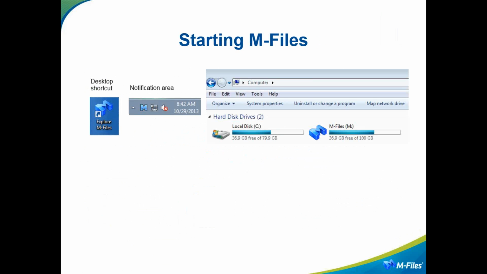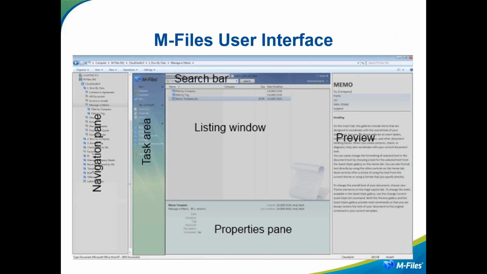So as far as starting M-Files, we can start M-Files just from the desktop by double-clicking an Explore M-Files shortcut. We can start it from the notification area by double-clicking the M icon down by the clock. And if we go into Computer, we will actually see that M drive showing up as a virtual drive. We can just double-click into the M drive to start up the software.